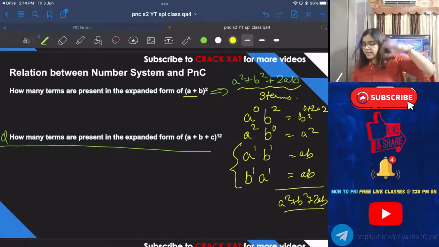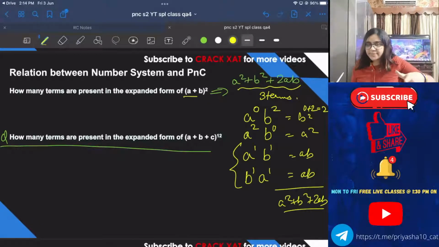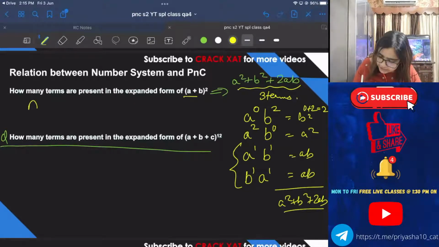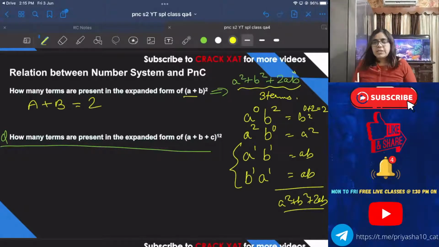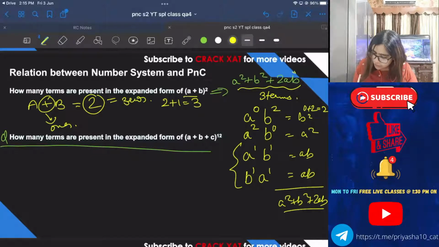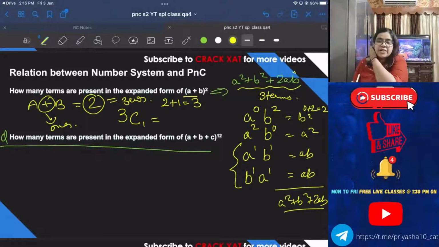Now tell me the number of times I got this out. Is it not equal to the same A plus B rule which I told you just in the previous slide? A plus B is equal to 2. तो 2 हो गया मेरा zeros, 1 ऑपरेंड हो गया मेरा ones, total हो गया 2 plus 1, 3. So my answer will be 3C1. 3C1.